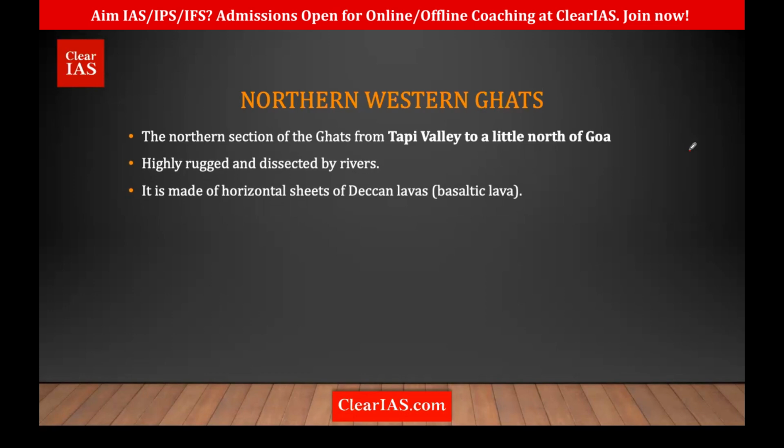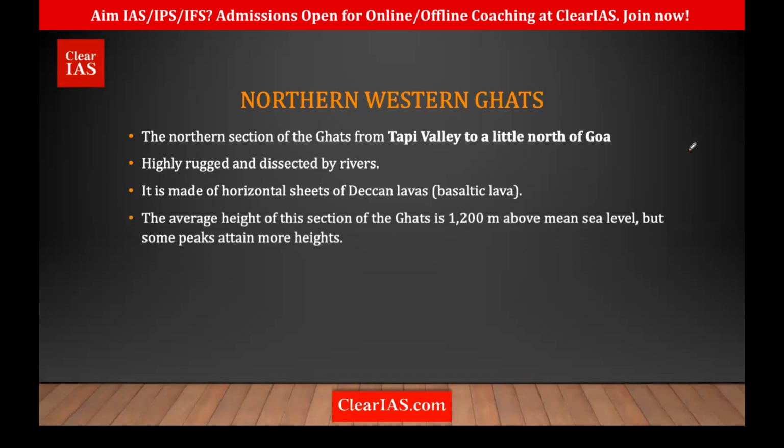So, like I told you about the Deccan trap, the basaltic lava. That is why we have black cotton soil in Maharashtra region, and this Deccan lava also extended to this Western Ghats region. Okay, and yes, the average height of the sections of the Ghats is 1,200 meters above mean sea level, but some peaks have more heights.